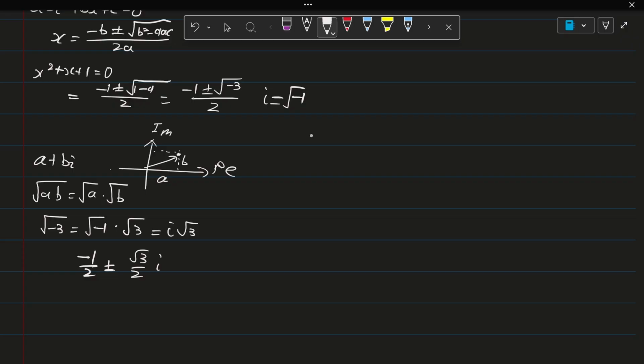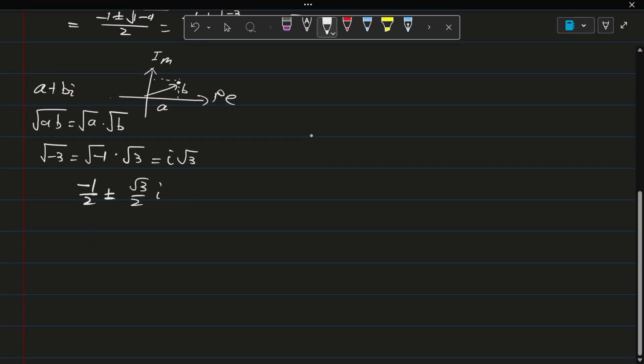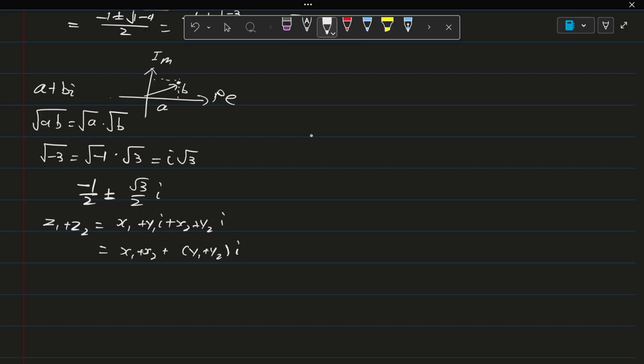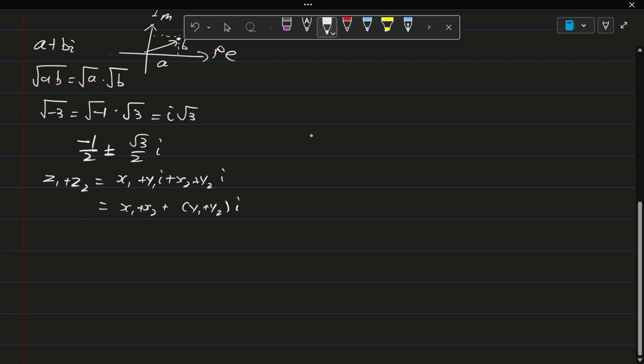So something very useful to talk about with complex numbers is that when you do additions, let's say z1 plus z2, it's simply just adding the components up. Or you could also think of this as just algebraic addition. So something like x1 plus y1 i, you add this up with x2 plus y2 i. And this will give you (x1 plus x2) plus (y1 plus y2) times i. So this is about simple addition.